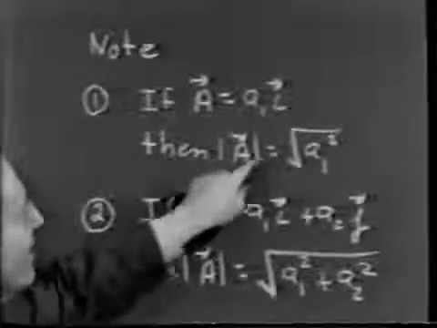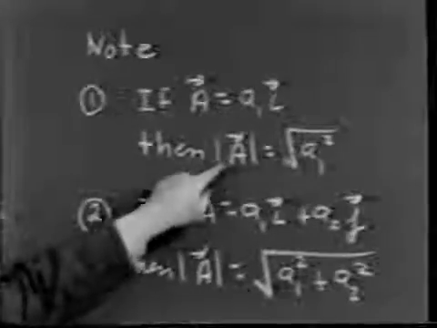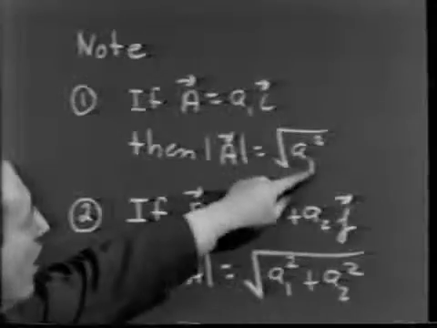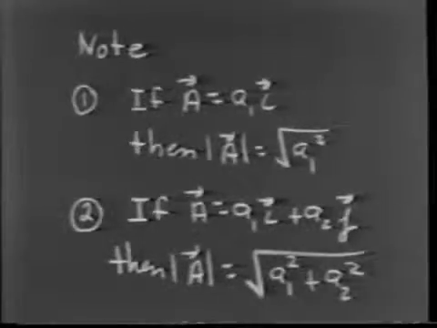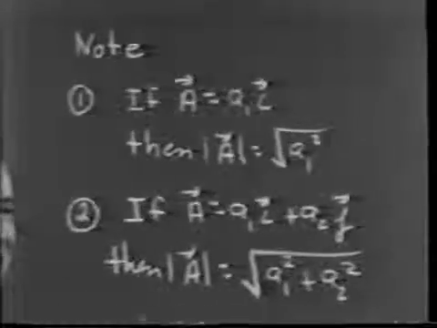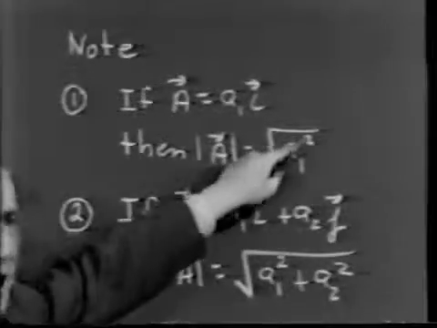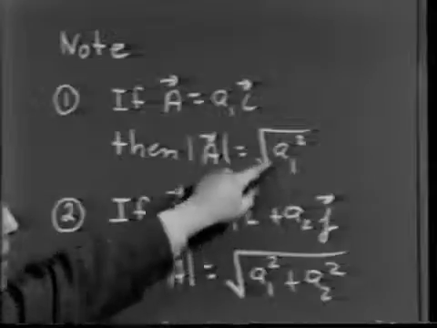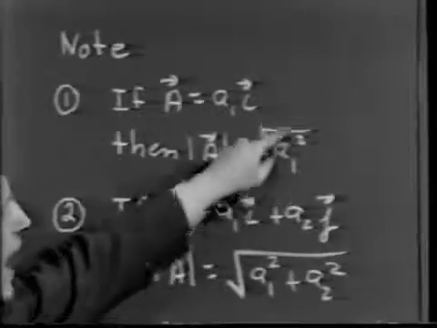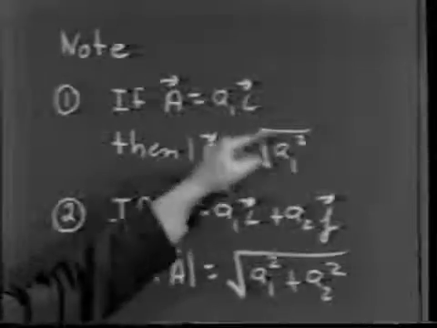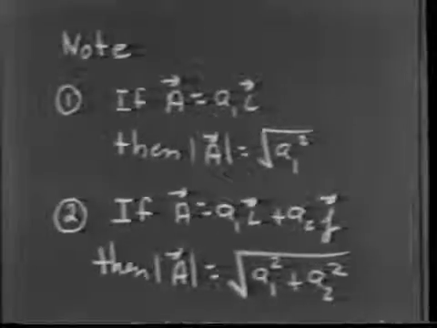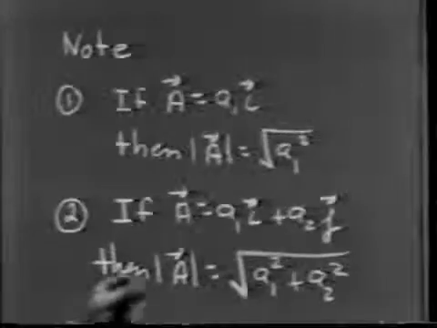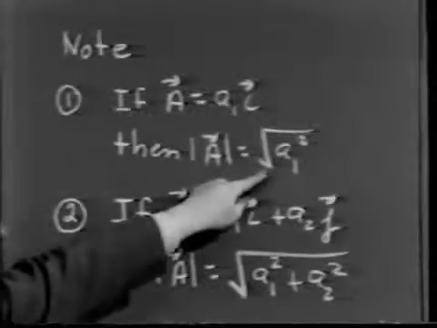Notice, by the way, that that's the usual meaning of absolute value. After all, if A1 were already positive, taking the positive square root of its square would give you the number back again. On the other hand, if A1 were negative, and then you square it, and then take the positive square root, all you do is change the sign of A1. And since it was negative, changing its sign makes it positive. So this is the usual absolute value.